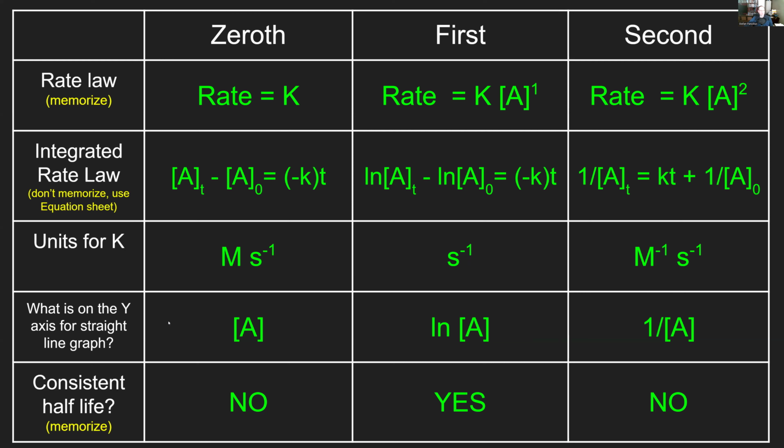What is on the y-axis in order to be a straight line graph? For the zeroth order reaction, it's just the concentration. For the first order, it's the natural log of the concentration of A. And for the second order, it's 1 over, or the inverse of, the concentration of A. And the only one out of those that has a consistent half-life is the first order.